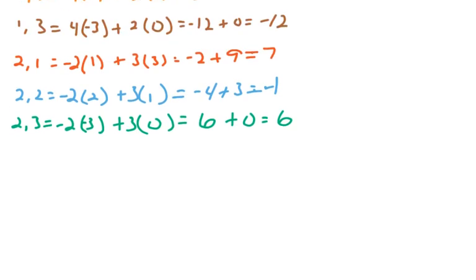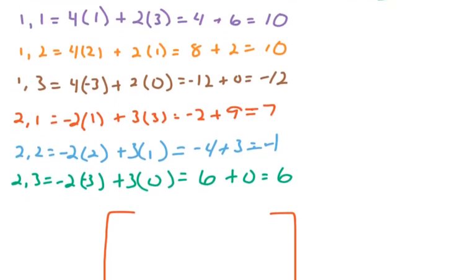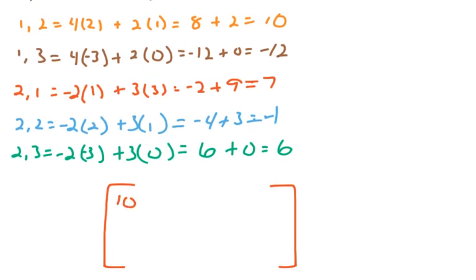So in our final answer, we can write this out now. We got a 2 by 3 matrix. We did these in rows, so we're going to have a 10, and then another 10, and then negative 12, and then row 2 was 7, negative 1, and 6. And there's our final answer, okay? There is our product matrix. That's all there is to it. Let's try another one here.